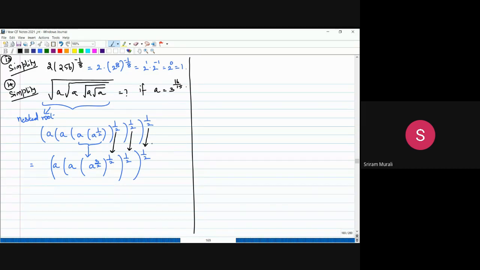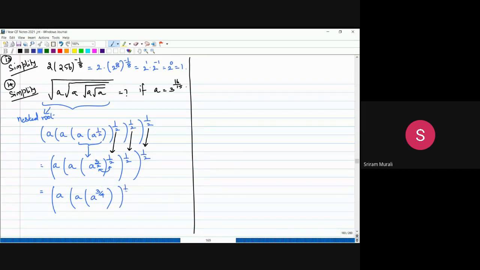This is your 1/2. Is this clear? Yes, sir. This is equal to a, next to a, a power 3/4. The whole power 1/2. These two are multiplied. A power n, the whole power n, that is this 3/4.